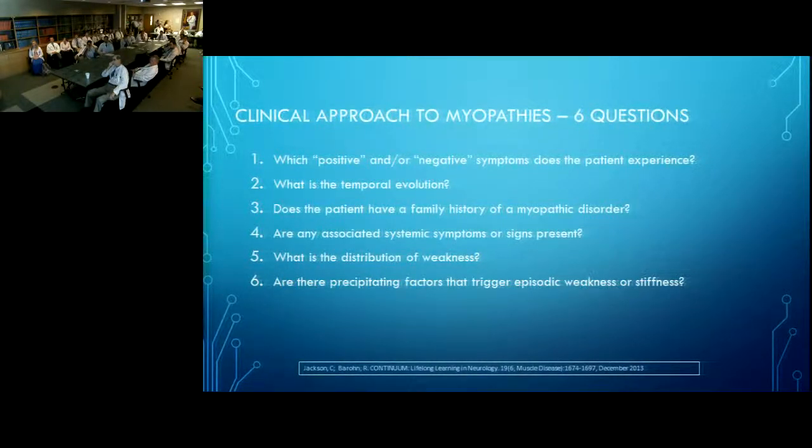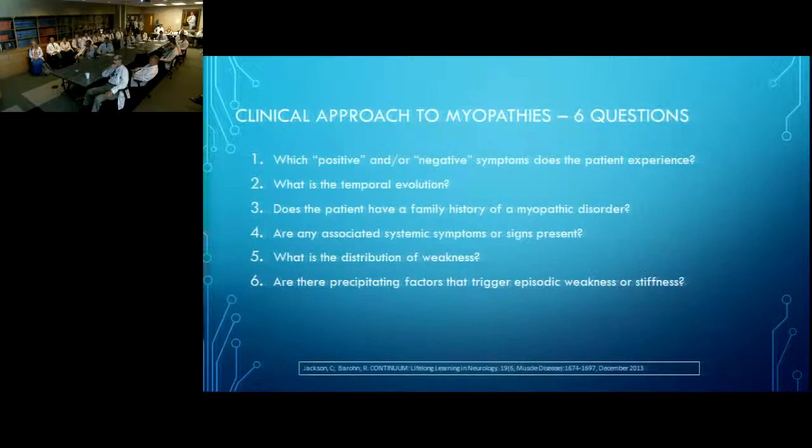What's the age of onset? Is there a family history of neuropathy that will actually support an inherited form of neuropathy? And are there some other associated systemic symptoms or signs which can also help narrow the differential diagnosis? And from the examination, the distribution of weakness will also help you in reaching a specific diagnosis. And one other important question is, are there any precipitating factors that trigger the weakness or stiffness in an episodic fashion?